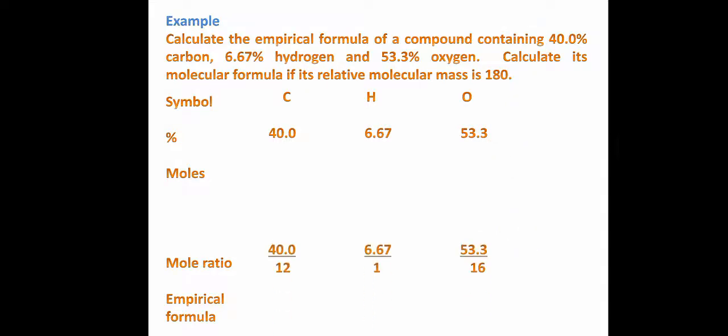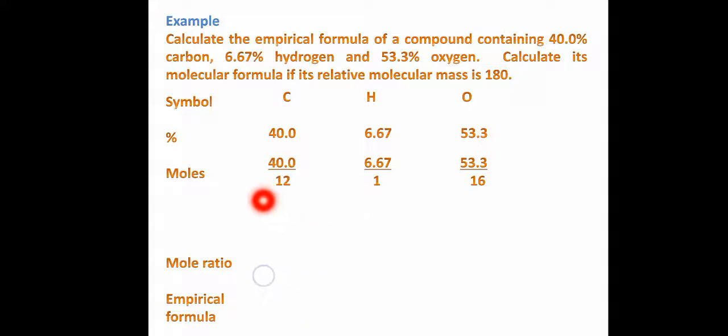And then you have to calculate the number of moles. How do you do this? You simply divide these percentages by the atomic masses of each element. The atomic mass for carbon is 12, for hydrogen is 1, and for oxygen is 16. Once you divide out, you would get the number of moles.